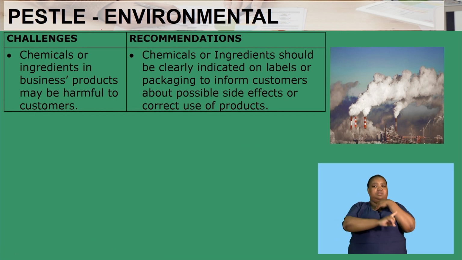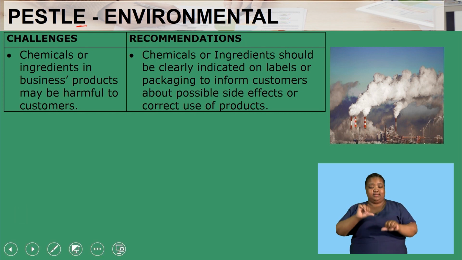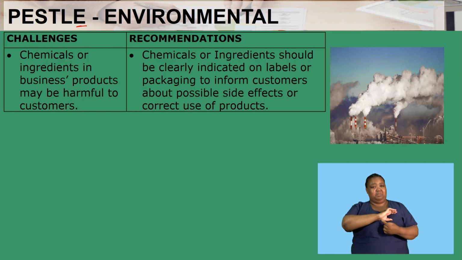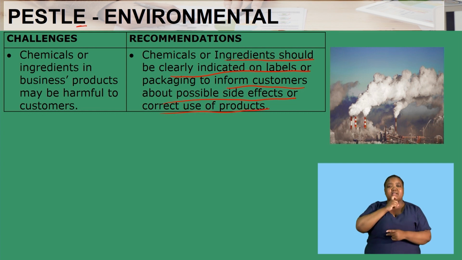Then we're going to the last one, which is environmental. Chemicals or ingredients in business products may be harmful to customers. Sometimes whatever business you are operating in may not be mindful of the environment, and maybe there's air pollution. It's going to affect our customers definitely. So what is the recommendation? Chemicals or ingredients should be clearly indicated on labels or packaging to inform customers about possible side effects or the correct use of the products. Even the Consumer Protection Act states clearly that there should be information on the product.